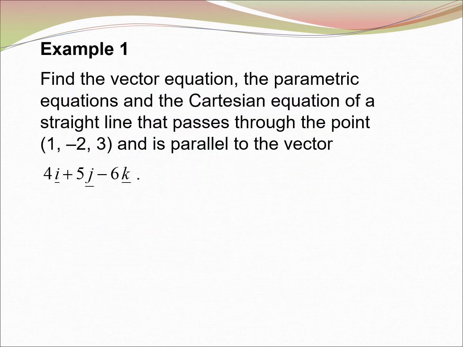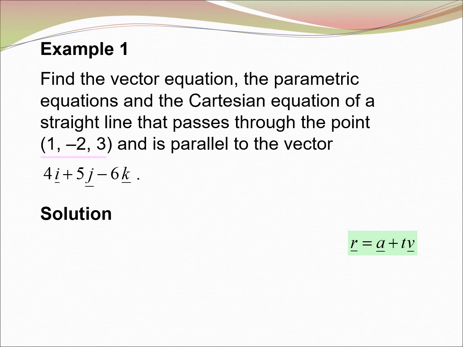Example 1. Find the vector equation, the parametric equation, and the Cartesian equation of the straight line that passes through the point (1, -2, 3) and is parallel to the vector 4i plus 5j minus 6k. So first, we want to find the vector equation of the straight line. We know the vector equation is given by the formula r is equal to a plus tV, where a is the point passing through and V is the direction.